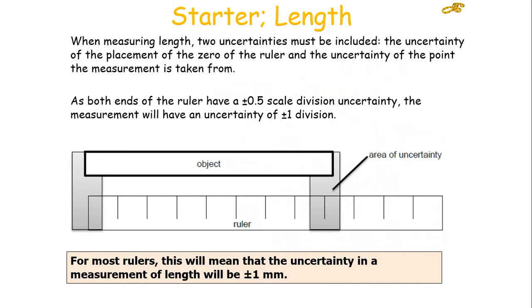So when measuring length, for example, two uncertainties must be included: the uncertainty of the placement of the zero of the ruler and the uncertainty of the point from where the measurement is taken. As both ends of the ruler have a half scale division uncertainty, the measurement will have an uncertainty of one scale division. So for most rulers, the uncertainty in the measurement of length will be plus or minus 1 millimeter, because that's the scale of your ruler.